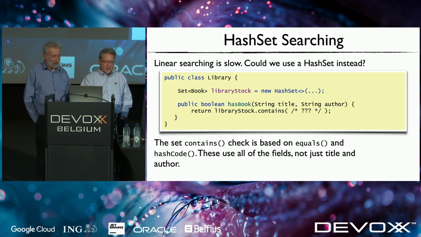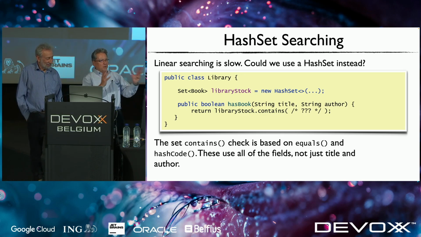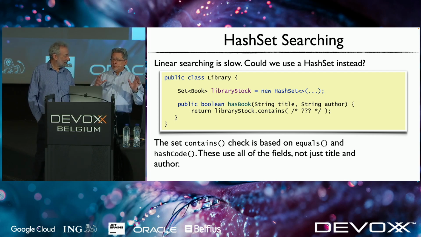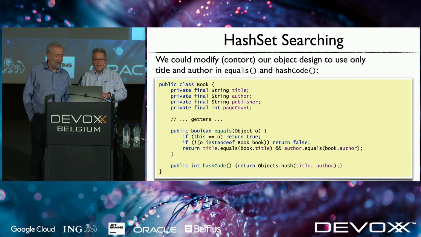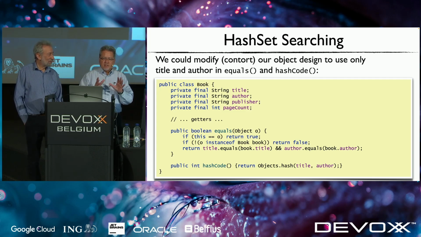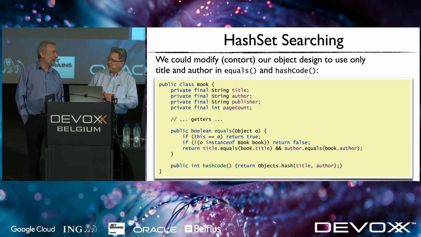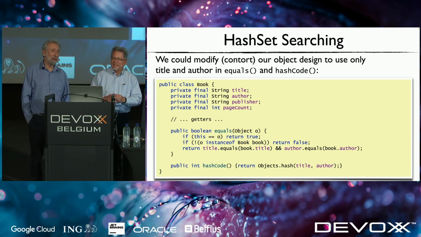So what should we do? When we started off, we said you have a book in a typical class, where equals and hashCode compare all the fields. So we could say, since we're going to be searching by title and author, let's modify our class so that it doesn't compare all the fields anymore. Just change the equals method so it looks only at the title and author, and change the hashCode so that it only hashes title and author. And I have seen people go down this road. I won't say who they were, but it might have been me.